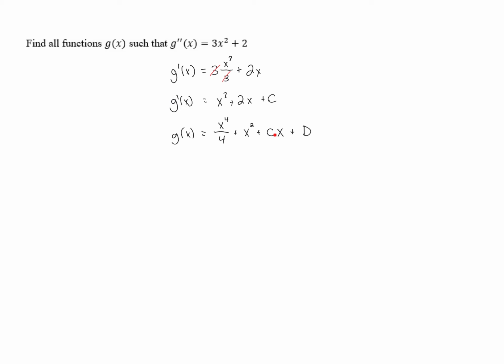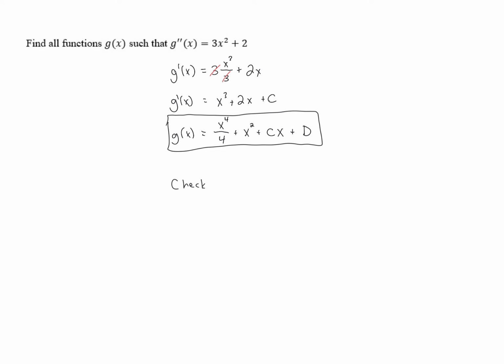We could have called them c sub 1 and c sub 2, but I'm just going to use c and d. It's fine either way. And so we have our final answer, x to the 4th over 4 plus x squared plus cx plus d. Let's check and make sure that that works.